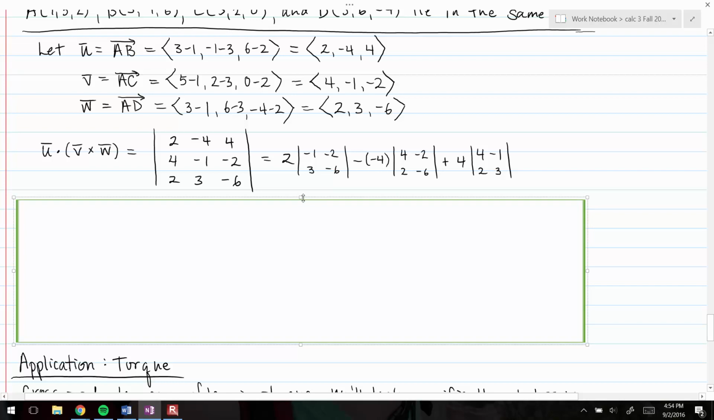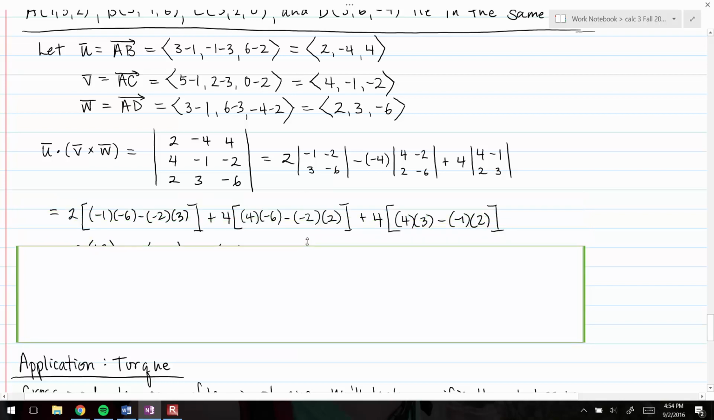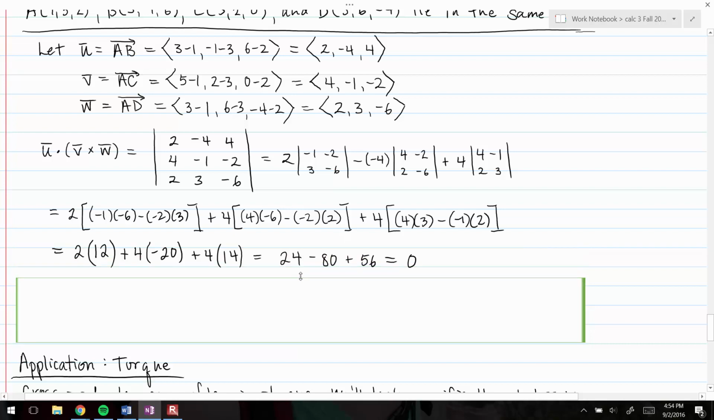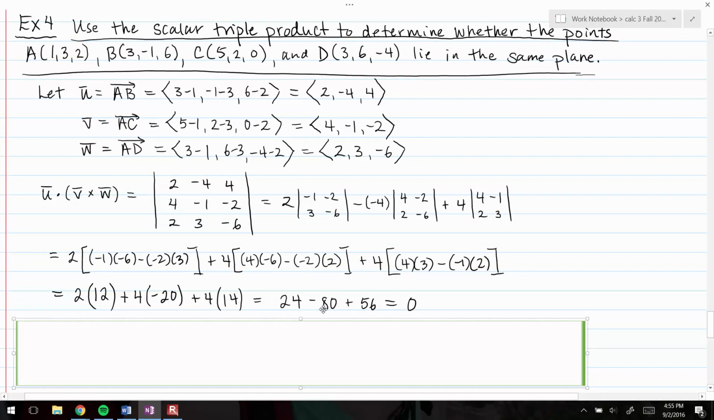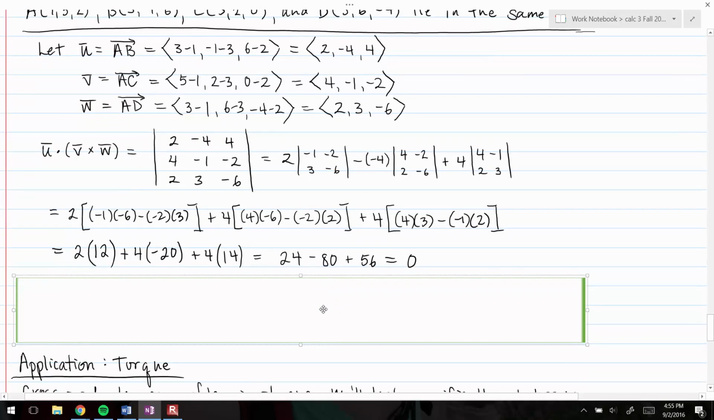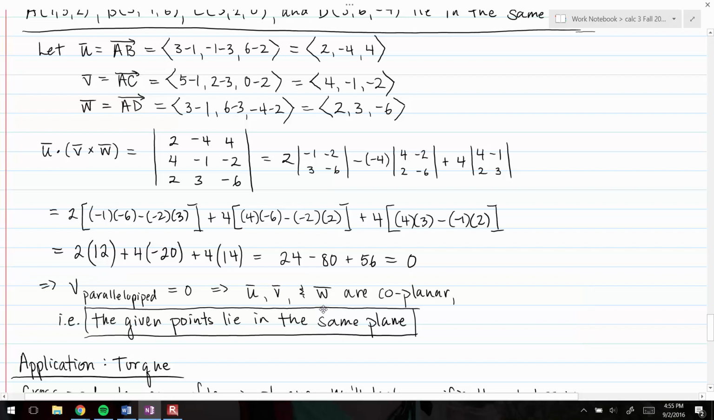Otherwise, this looks the same as when we did a cross product, and so we just do the resulting determinants of the 2 by 2's, and we keep going until we get a value. So because we got 0, just note that we can determine whether the points lie in the same plane, aka whether they're coplanar or not. And the answer to that is they are coplanar, because we got a triple scalar product of 0.